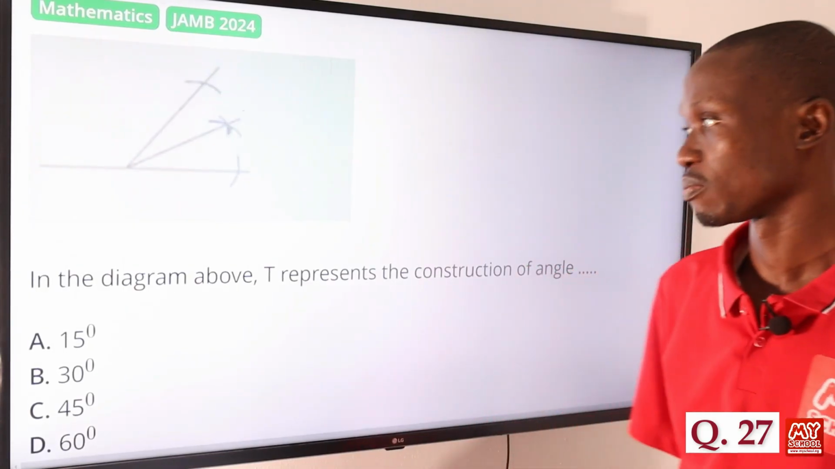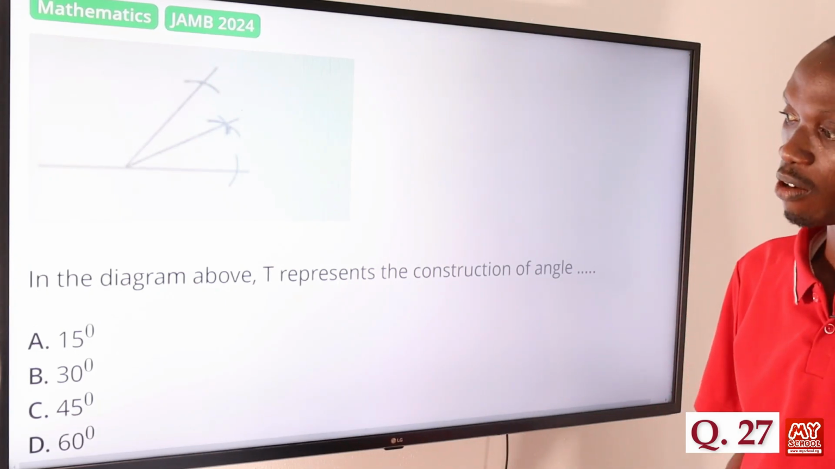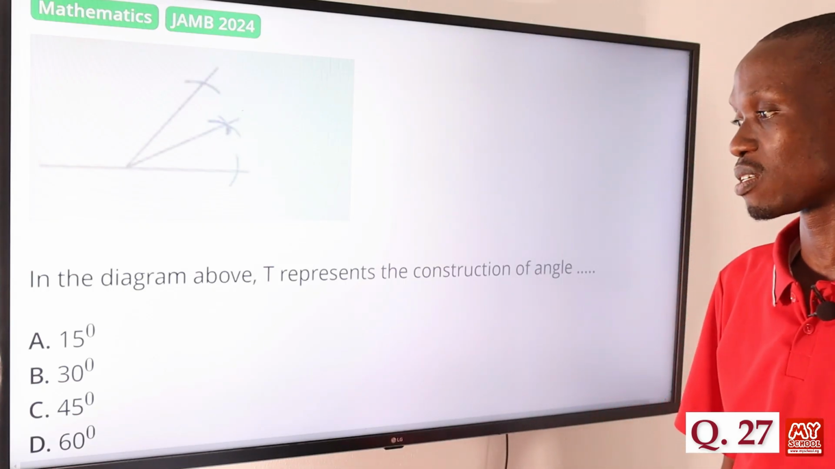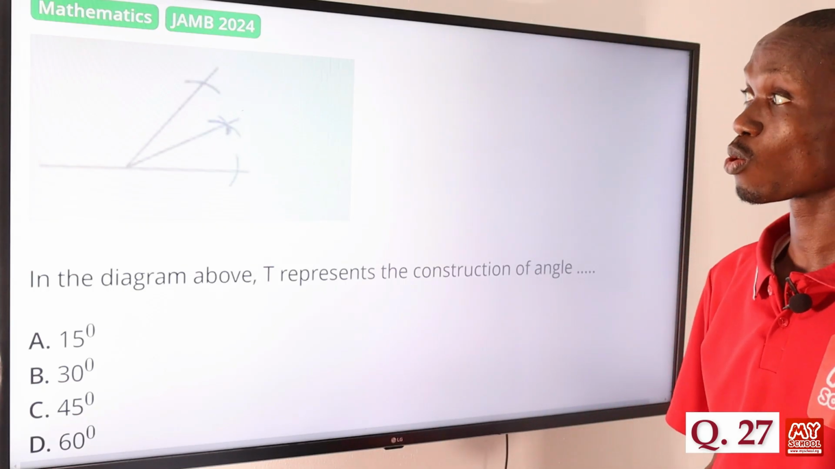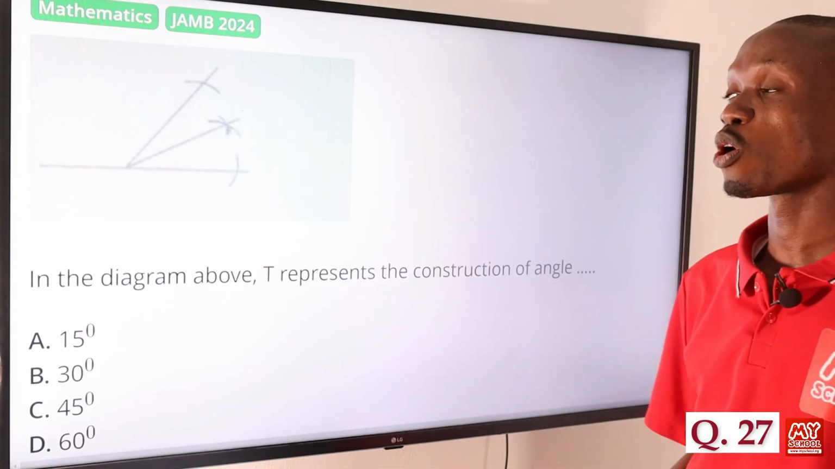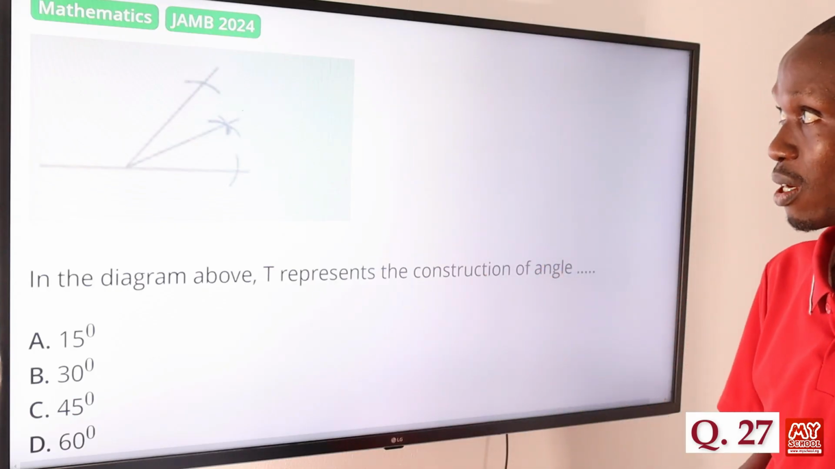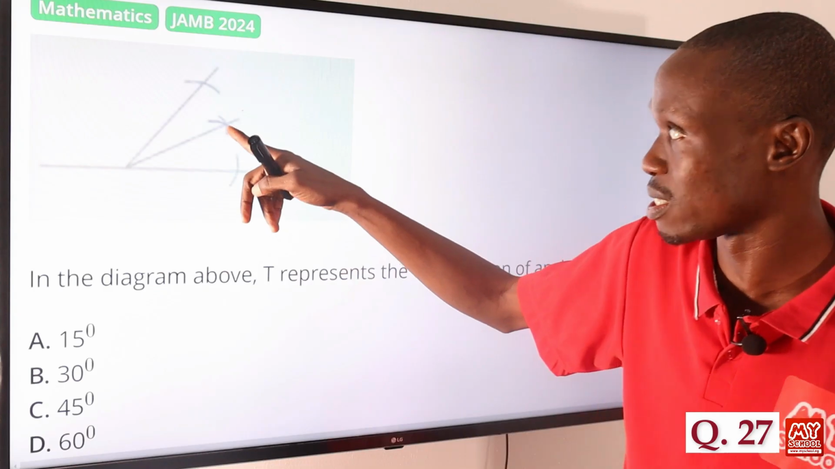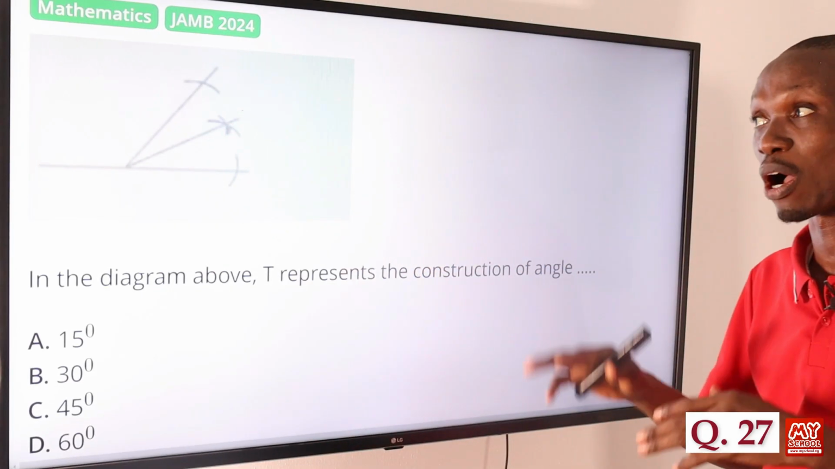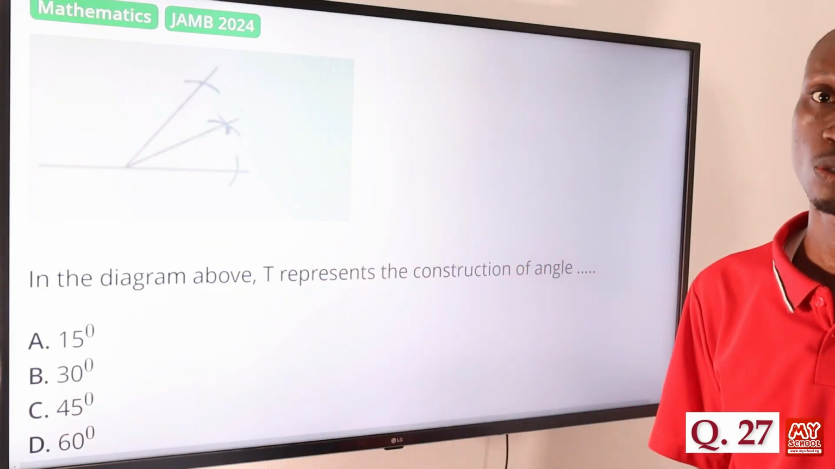Question 27. In the diagram above, T represents the construction of angle A 15 degrees, B 30 degrees, C 45 degrees, and D 60 degrees. To answer this question is just by simple inspection. Remember that when you bisect angle 60 degrees, you are going to have 30 degrees. So this is actually the T. The diagram above actually represents the construction of angle 30, and that makes option B the correct answer to this question.